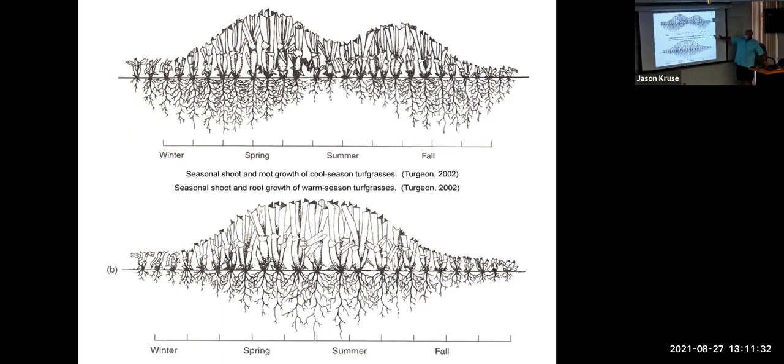So that flush, whether in warm season or cool season grasses, is exhibited with more growth than what we would see in the fall. Why do you think with cool season grasses we see this dip right here in the summer?